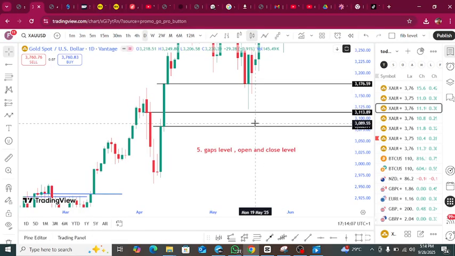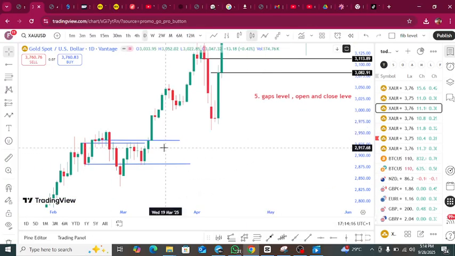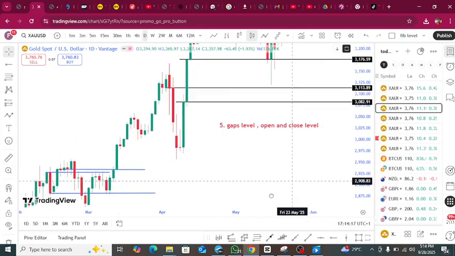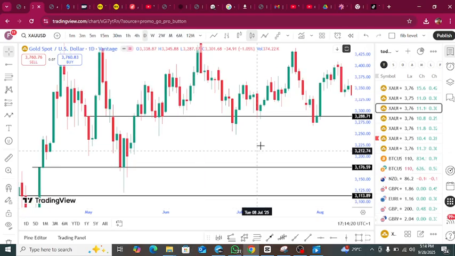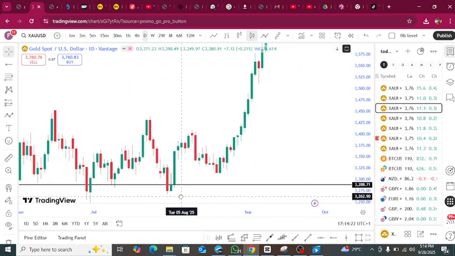Some levels are still fresh. Price will surely come back one day to test it. This place too has not been tested. Price will surely come back one day and test it. Okay, there are a lot of levels that have not been tested. Price will surely come back and test them.